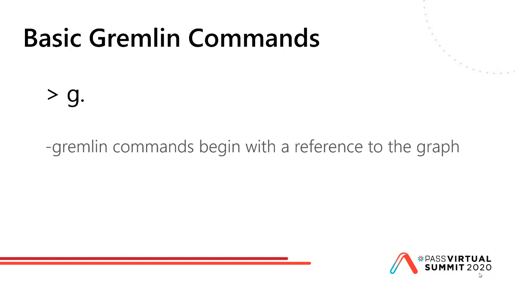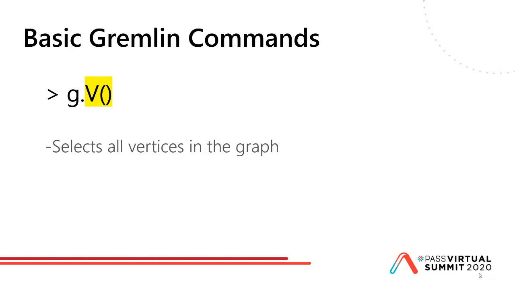All Gremlin commands begin with a reference to the graph itself, and that's simply denoted by a g. Okay, so we're going to begin by taking this reference to the graph, and then we're going to pass that to our first step. And the simplest one is really just a capital V. And what this means is that we're going to go to our graph and we're going to get a reference to each and every vertex or node within the model. Okay, so when we run this command, it'll return all nodes.